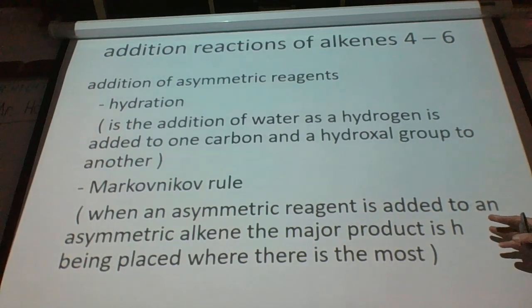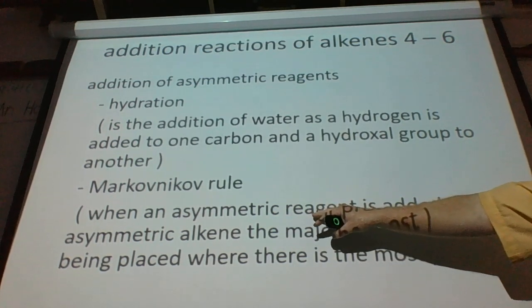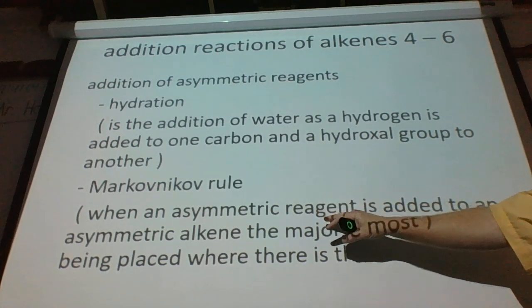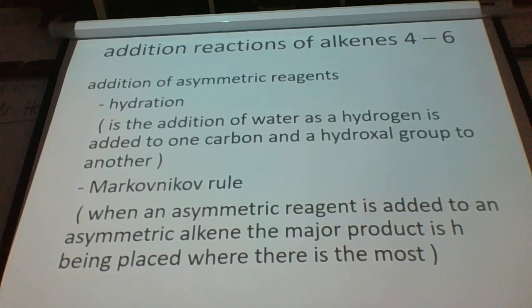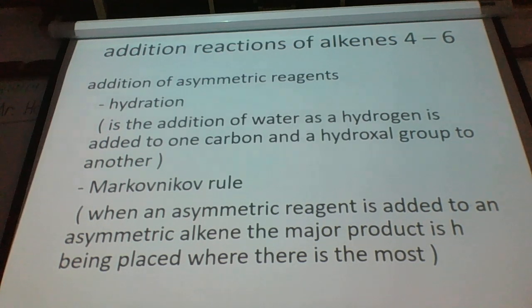Pronounce it Markovnikov. You have to have the asymmetric reagent. So give me an example of an asymmetrical reagent. Hydrogen chloride would be one. Is added to an asymmetric alkene. So that's telling you where that double bond is. If it's asymmetrical, where is that double bond located? On the end. That's correct. And we'll illustrate why that is here in just a moment.